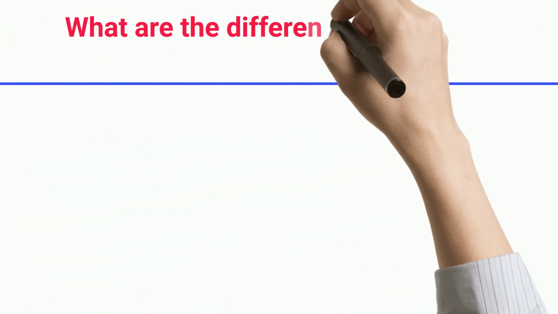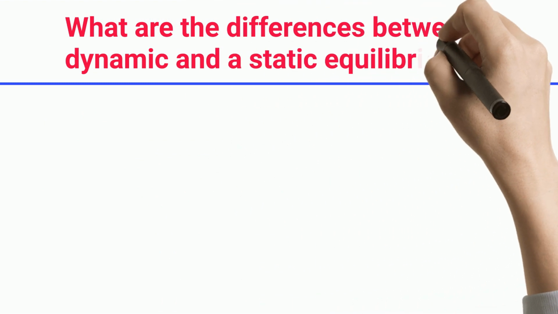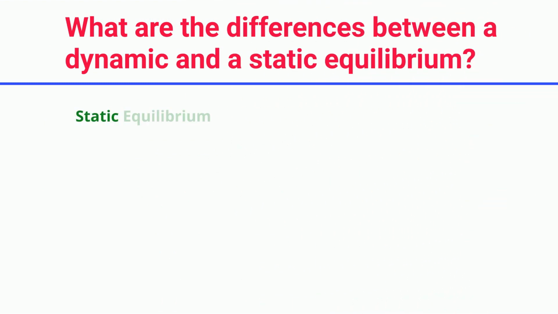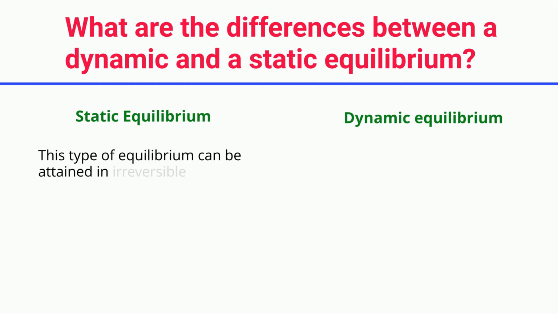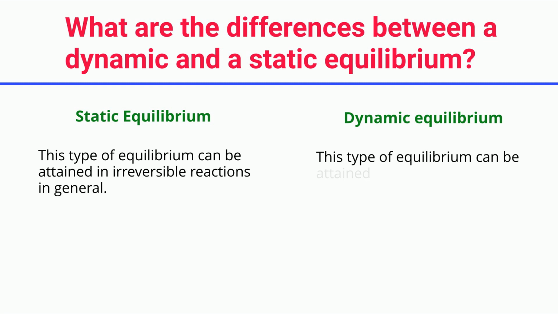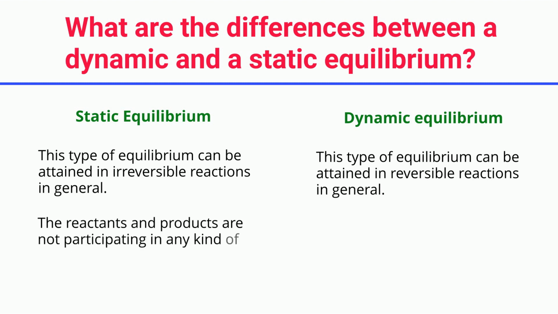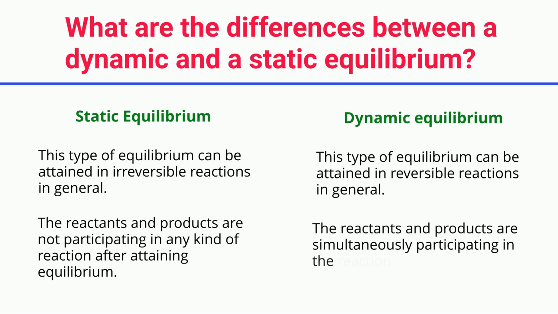What are the differences between a dynamic and a static equilibrium? Static equilibrium: this type of equilibrium can be attained in irreversible reactions in general. Dynamic equilibrium: this type of equilibrium can be attained in reversible reactions in general. In static equilibrium, the reactants and products are not participating in any kind of reaction after attaining equilibrium. In dynamic equilibrium, the reactants and products are simultaneously participating in the reaction even after attaining equilibrium.